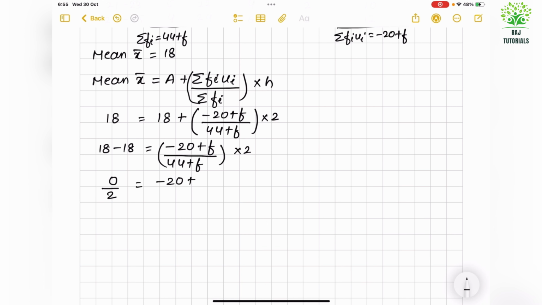So 18 minus 18 will be 0, by 2 equal to, 2 I have taken on the other side, so minus 20 plus f upon 44 plus f. Now 0 divided by 2 will be 0. So 0 into 44 plus f will be 0 equal to minus 20 plus f. So f will be equal to 20. So I got the value of f as 20.